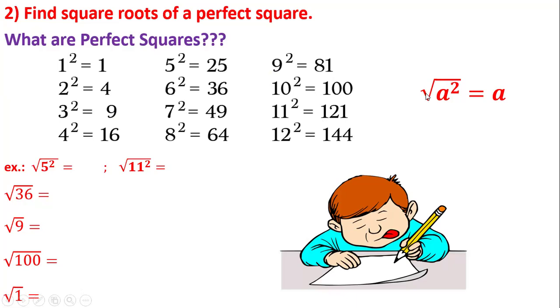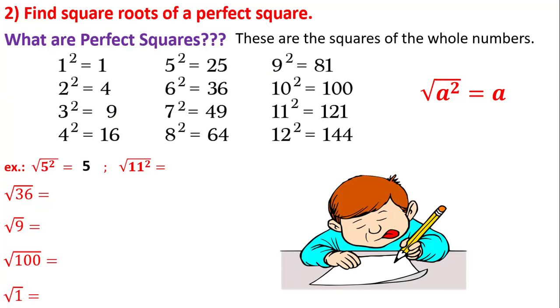Always the square root of a perfect square, the square cancels the radical, and my answer is A. Let me solve an exercise. Radical 5 squared, this is written as a number squared. So the rule says the square cancels the radical. My answer is 5. Radical 11 squared, the square cancels the radical. So my answer is 11.